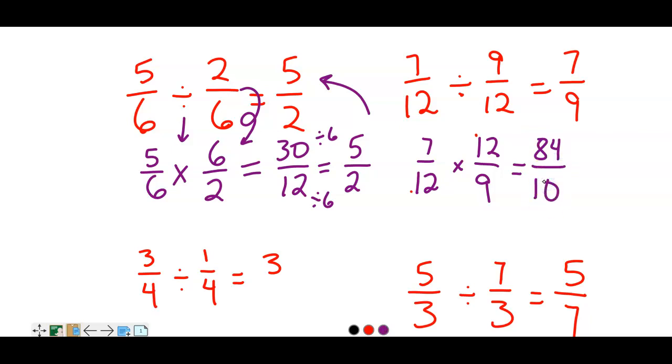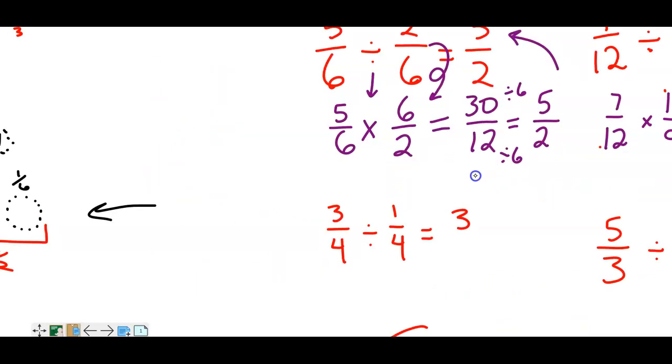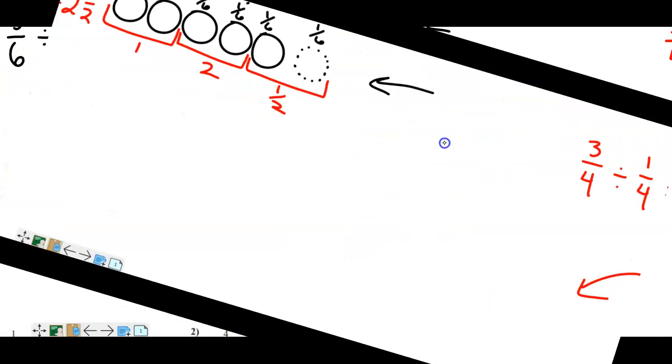9 times 12. And then we have to simplify this. It will simplify all the way down to 7/9. So those are two strategies: common denominators, where we change them to common denominators, or we can just multiply by the reciprocal. So let me go over a few other problems.